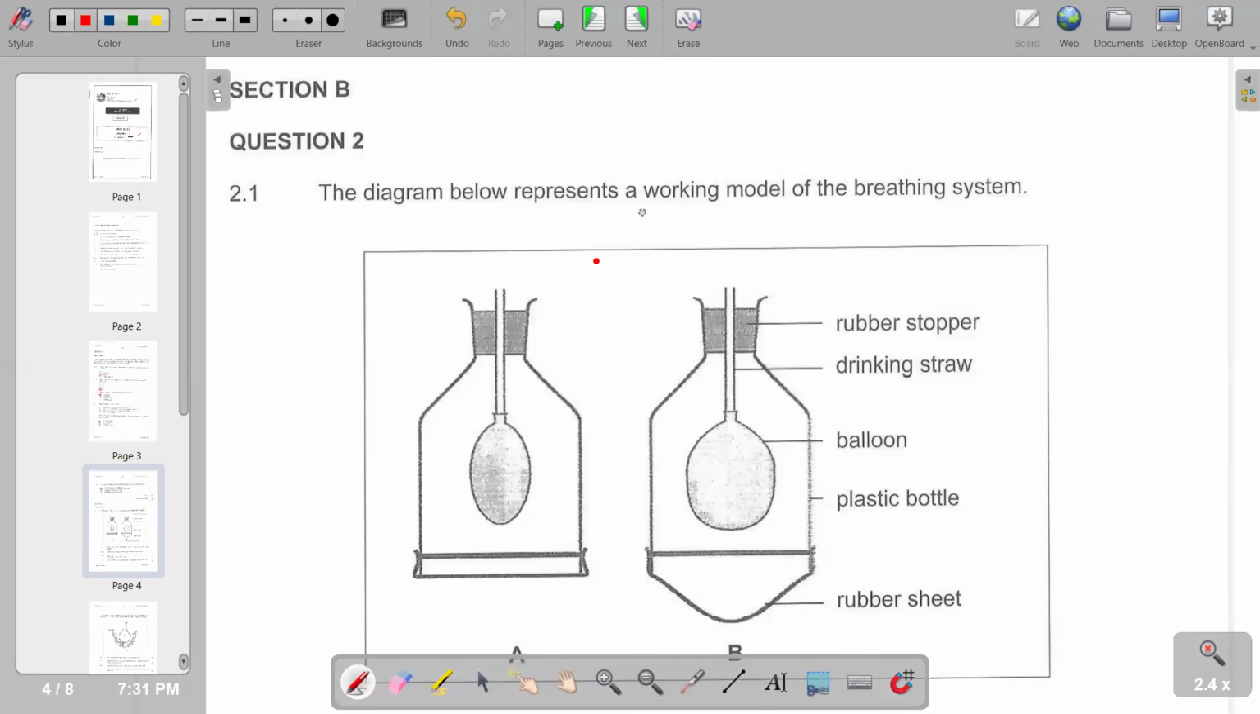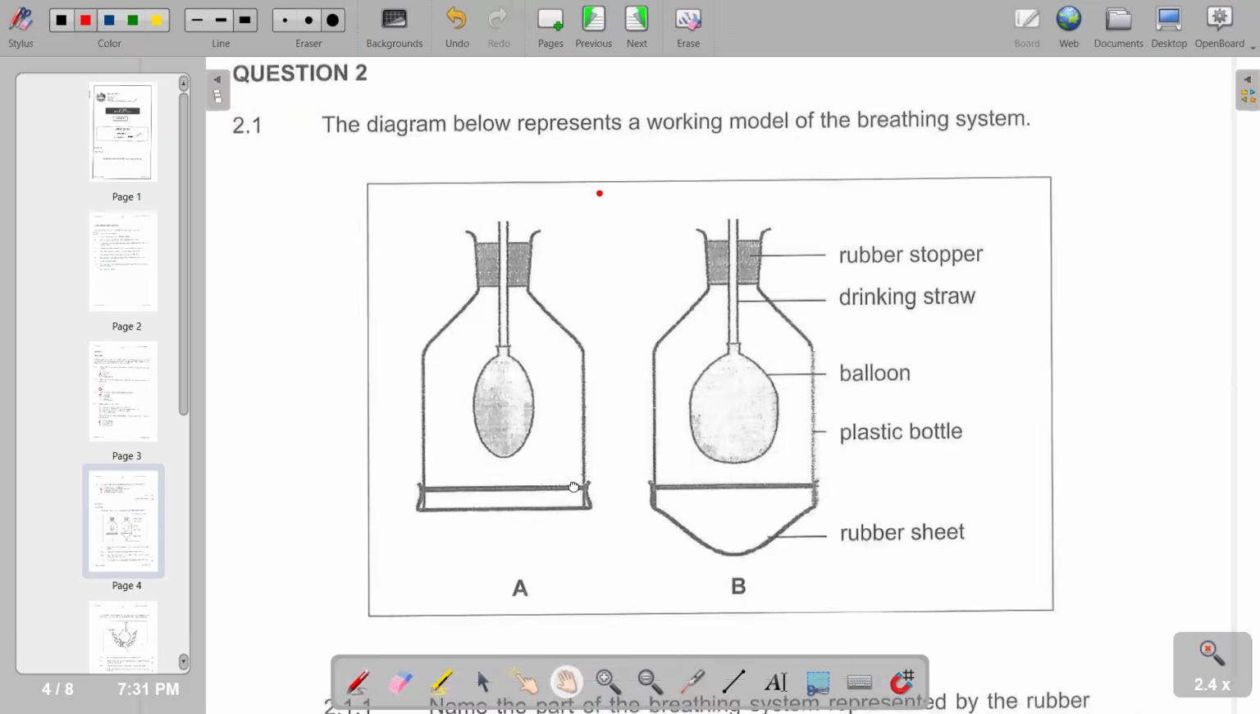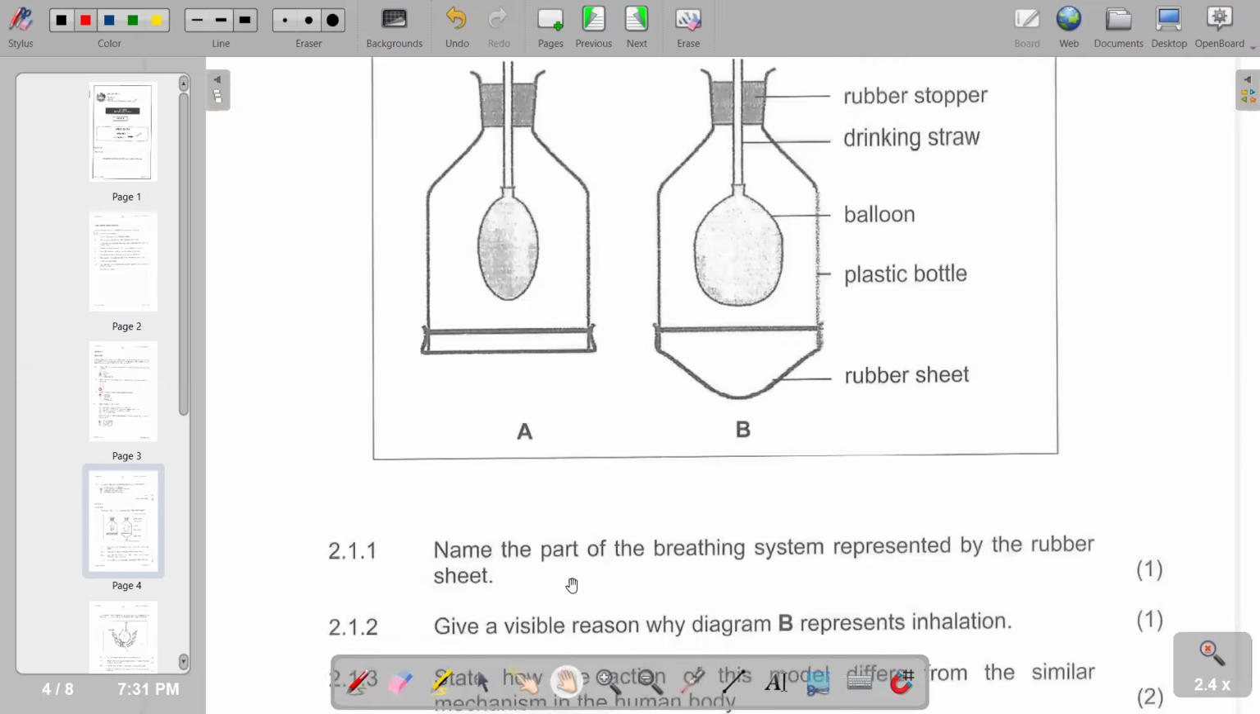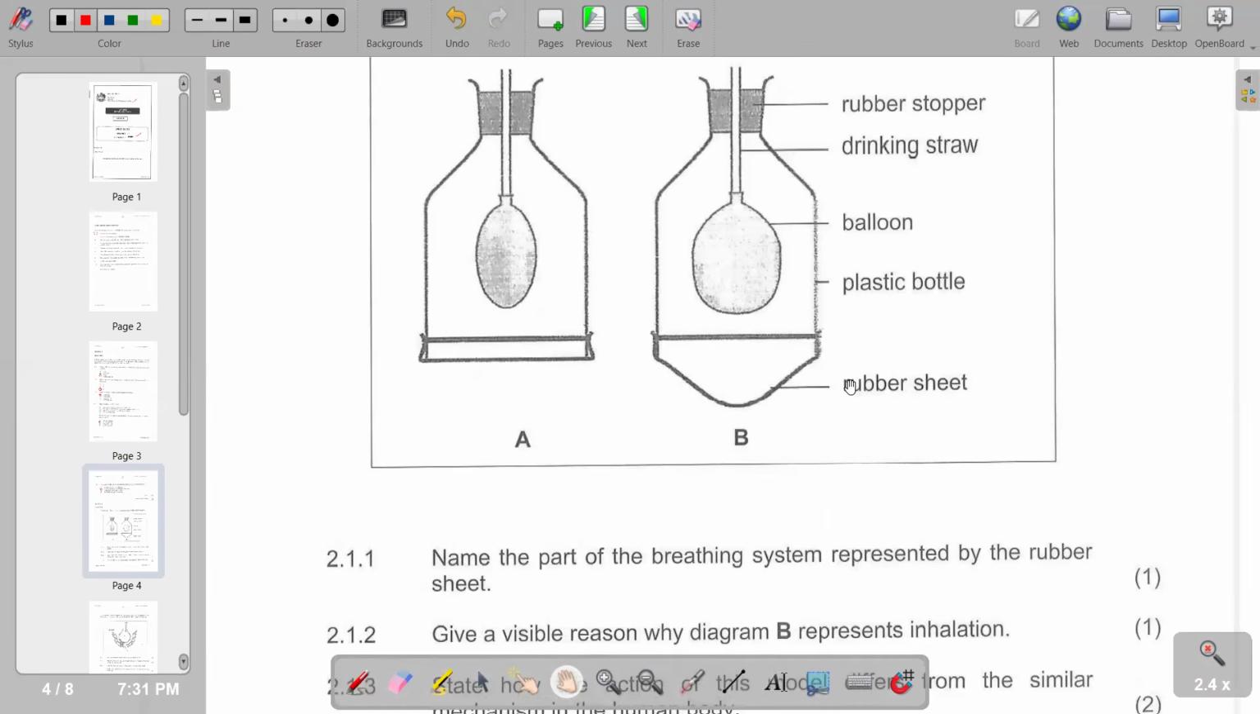Question 1, the diagram below represents a working model for the breathing system. So we're given a diagram that you need to go through. Then our first part of the question: name the part of the breathing system represented by the rubber sheet. We see that we have the rubber sheet on this part. And of course, we need to name the part of the breathing system. Of course, this is the diaphragm.